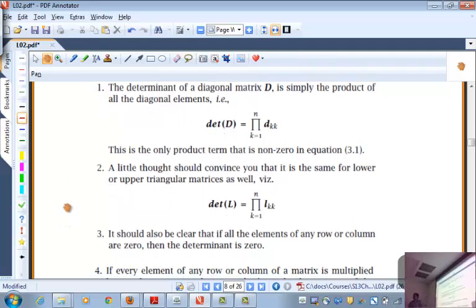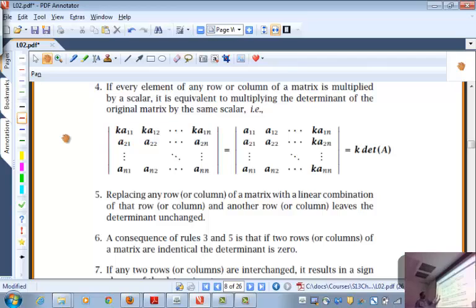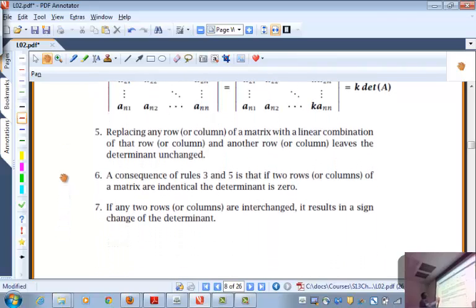So the determinant of a diagonal matrix is simply the product of all the elements in the diagonal. Similarly, the determinant of a lower triangular matrix is simply the product. The reason for that is, if you take all the other elements that you must add, they will always get multiplied by a 0 on the other side of the matrix. And if every element of a row, for example, gets multiplied by k, then that is the same as k times the determinant of A. So replacing any row or column of a matrix with a linear combination of that row or column leaves the determinant unchanged. So that's why we call it an invariant of the matrix.